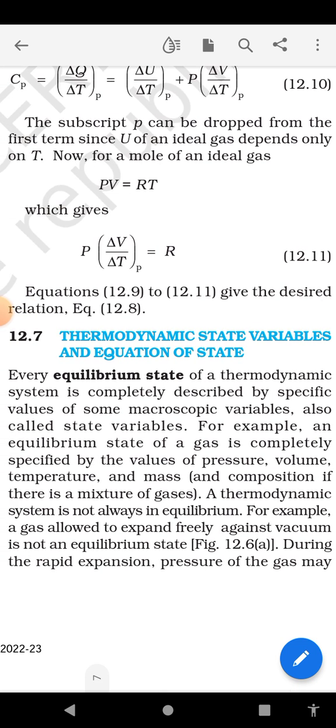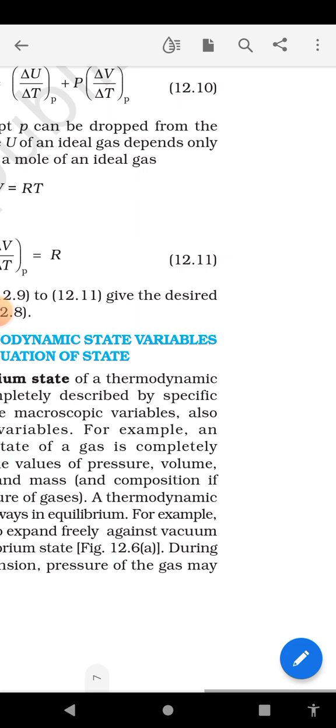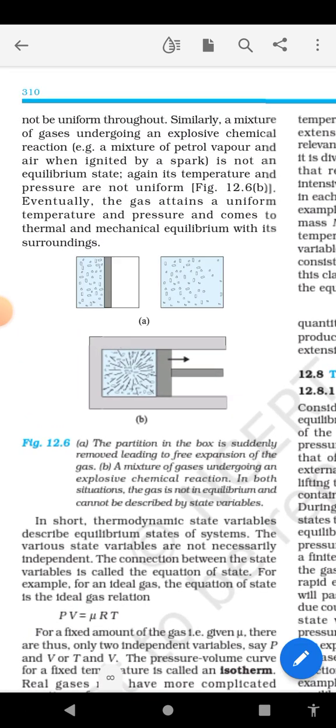For example, a gas allowed to expand freely against vacuum is not an equilibrium state. During the rapid expansion, pressure of gas may not be uniform throughout. Similarly, a mixture of gas undergoing an explosive chemical reaction is not an equilibrium state. Again, its temperature and pressure are not uniform. Eventually, the gas attains a uniform temperature and pressure and comes to thermal and mechanical equilibrium with its surrounding.